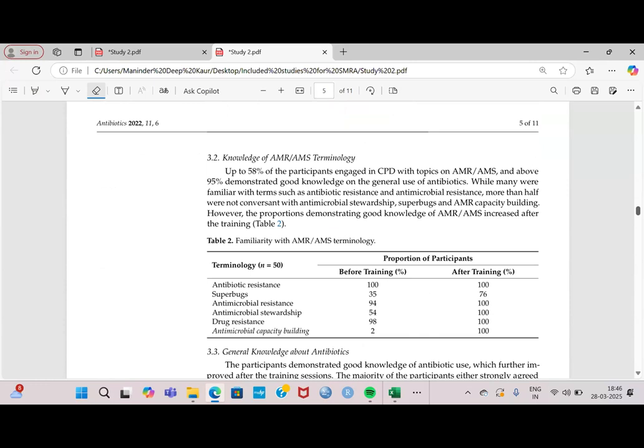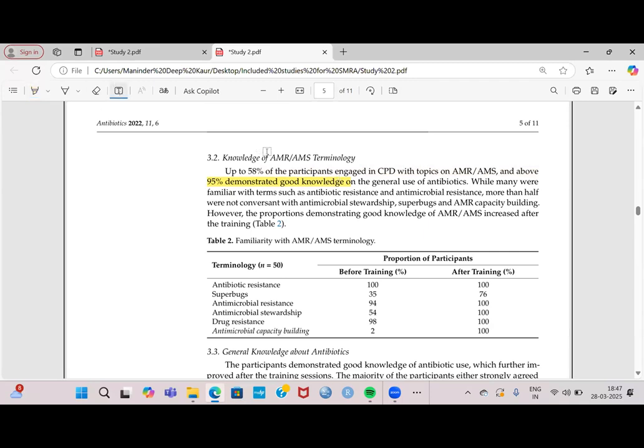So again, see, 58% of the participants engaged in CPD with topics of AMR and above 95 demonstrated good knowledge. So here it is. One minute. So here it is. So 95 demonstrating the good knowledge.